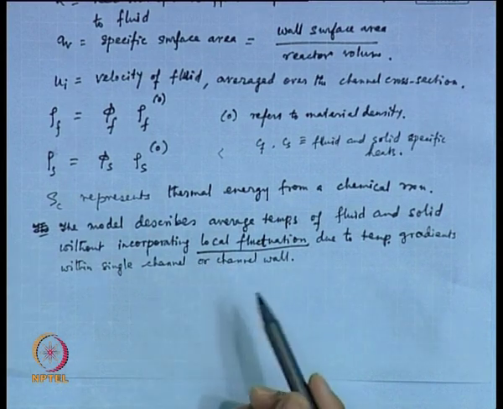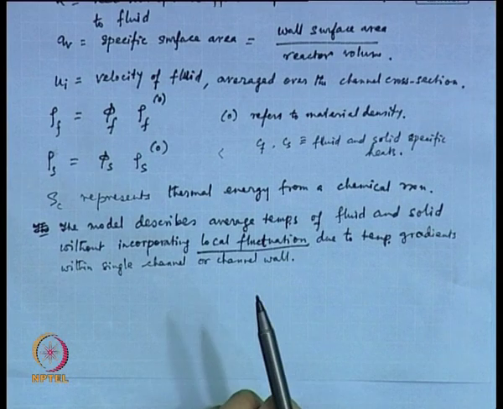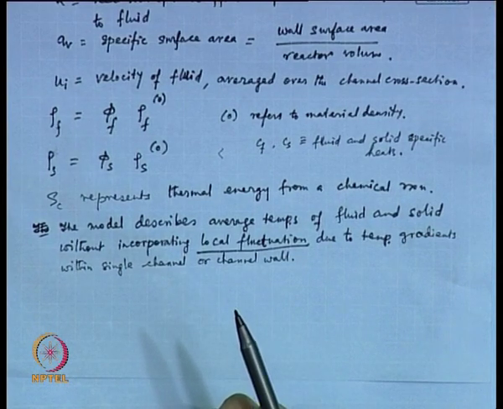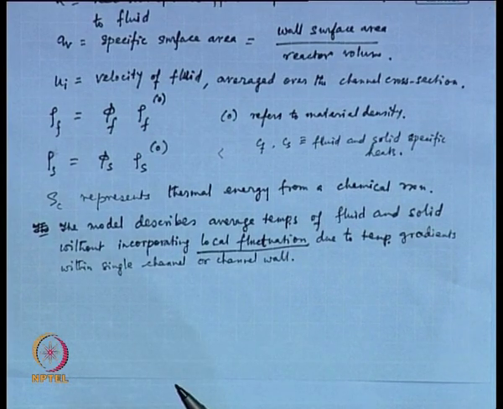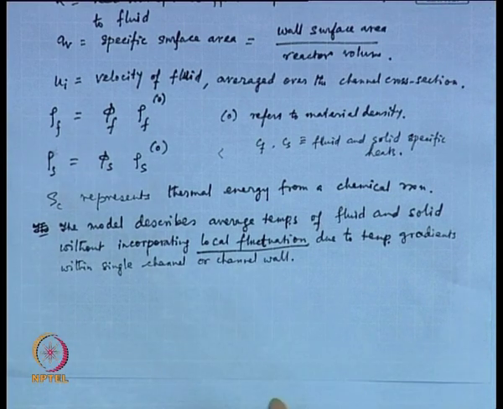So, you are not considering any temperature gradient within a channel. I mean, within a channel where the gas is flowing or the feed that is going through, next to the solid material, there also you will have a temperature gradient, but you are just putting a Tf and Ts. You do not differentiate between Tf at the center of the channel and Tf near the wall of the channel. So, you make certain assumptions here.